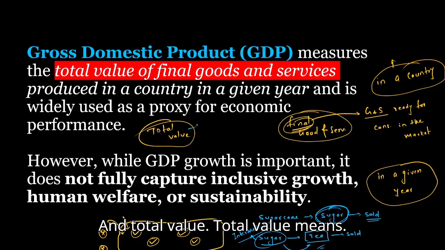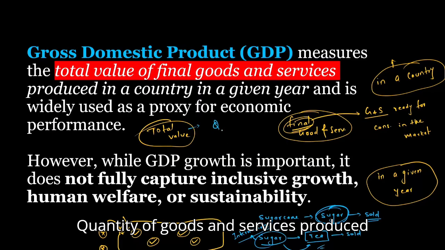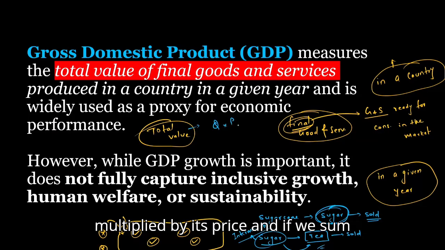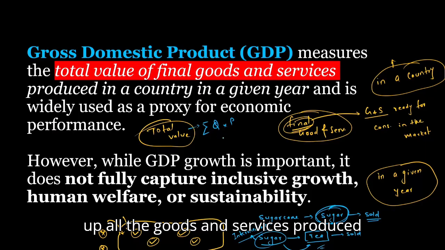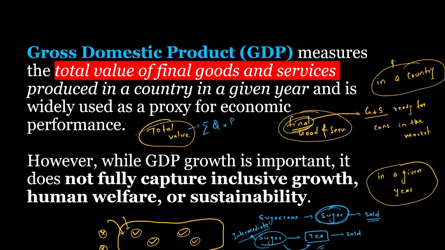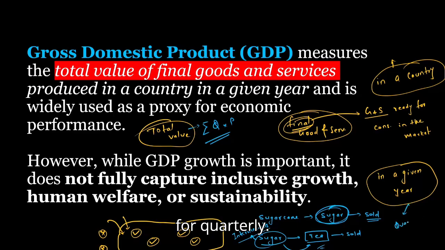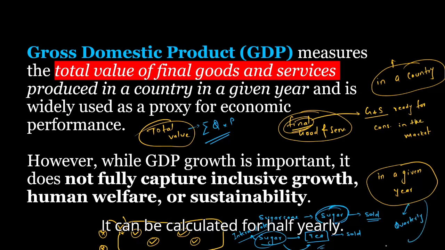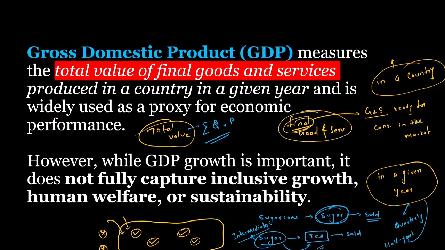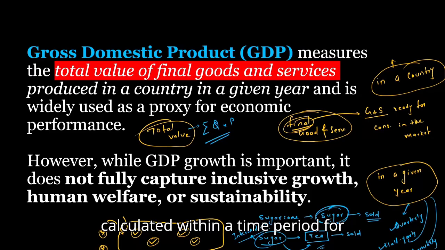And total value means quantity of goods and services produced multiplied by its price. And if we sum up all the goods and services produced within the economy, then it becomes the total value. And GDP is calculated for a fixed period. It can be calculated for a quarterly period. It can be calculated for a half yearly period. And it can be calculated annually. All these three data are available with us. So GDP is calculated for a time period.